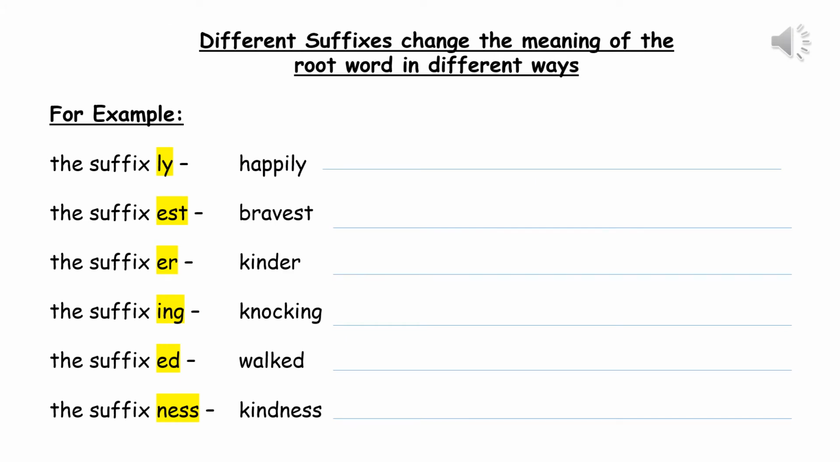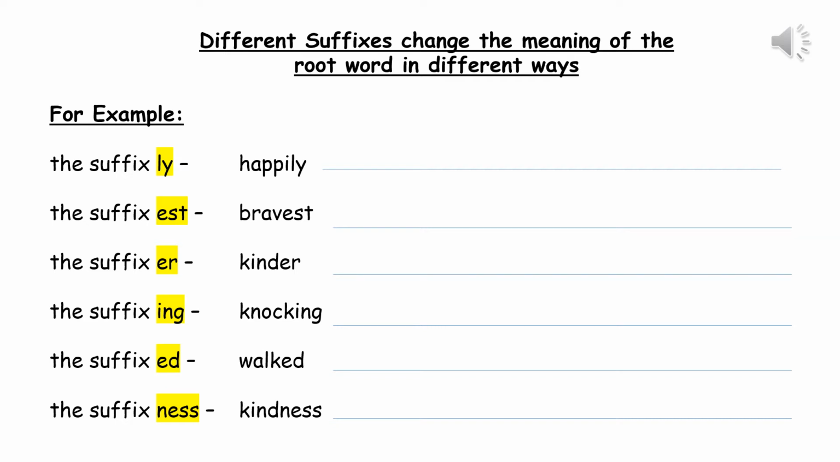Now here are some examples of some suffixes that you may have come across, and you should have come across. So the different suffixes change the meaning of the root word in different ways. Here are a few: the suffix ly, happily; the suffix est, bravest; the suffix er, kinder; the suffix ing, knocking; the suffix ed, walked; the suffix ness, kindness. Now you should be writing this down in your exercise books.